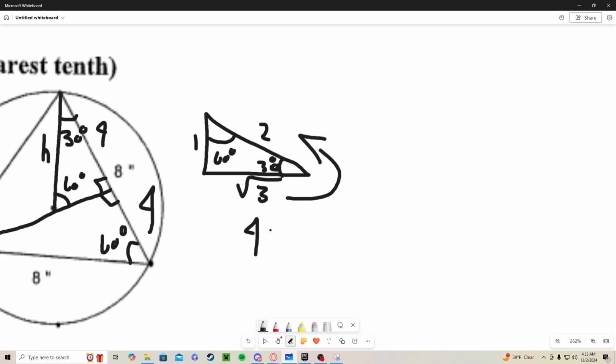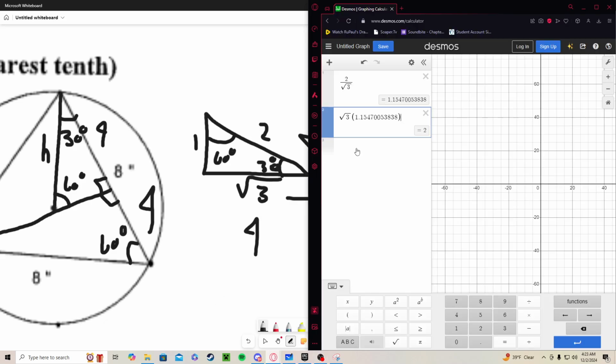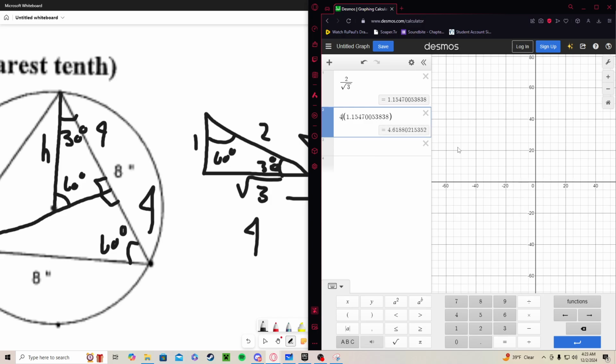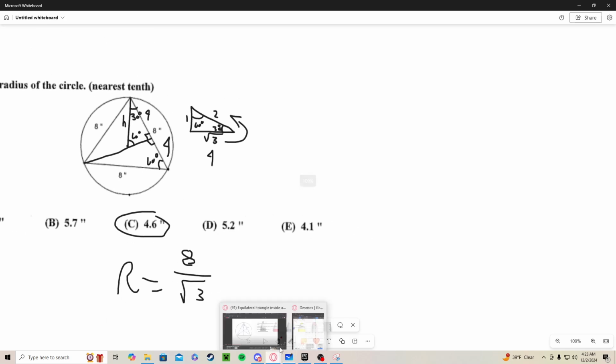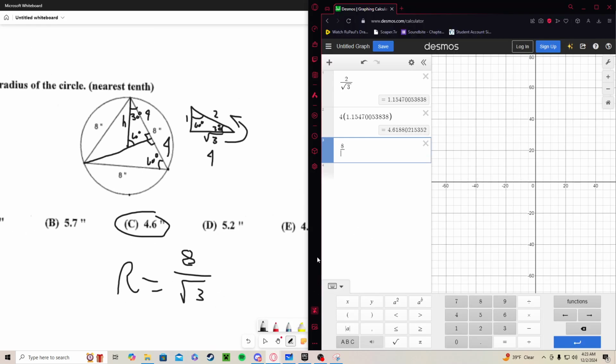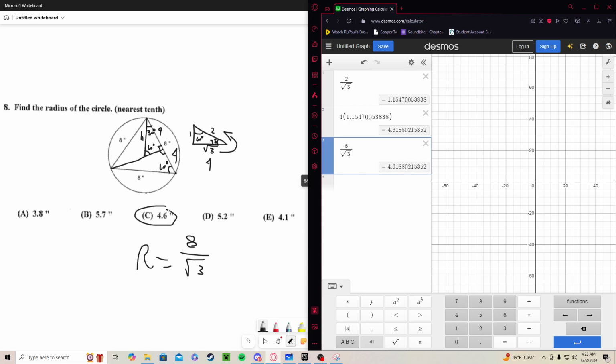And now to convert that 4 into the hypotenuse, you just multiply it again by that number. Change the square root of 3 to a 4, and we get 4.68, which is the same thing as if you did 8 divided by the square root of 3. And that's how you get to 4.6.